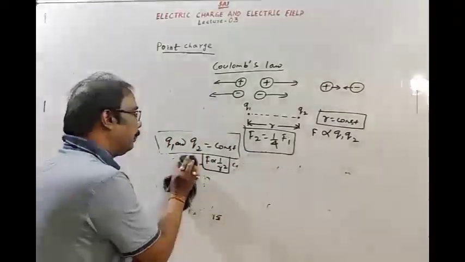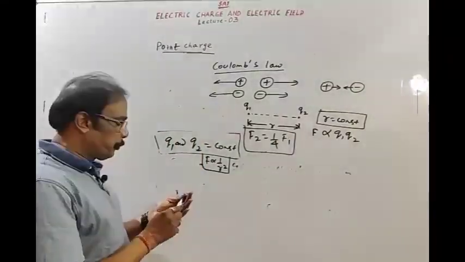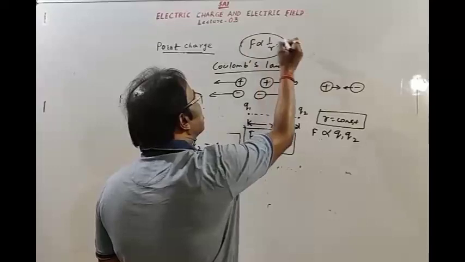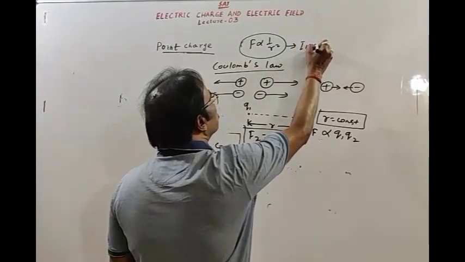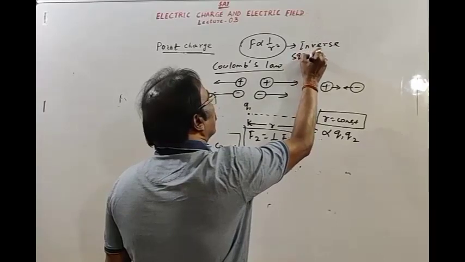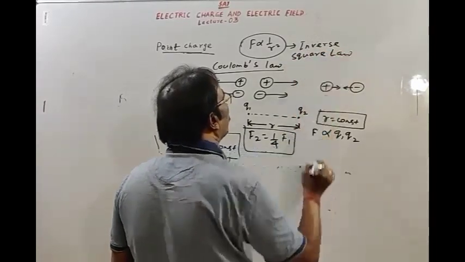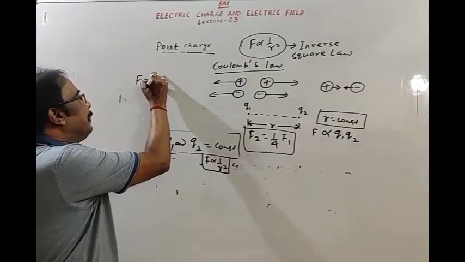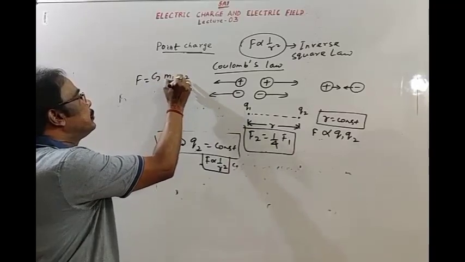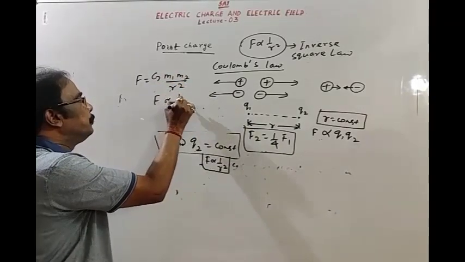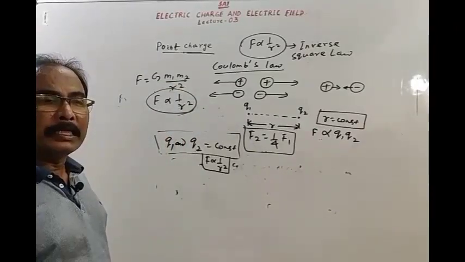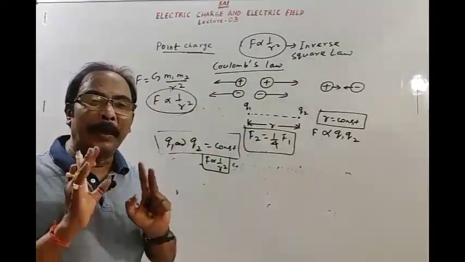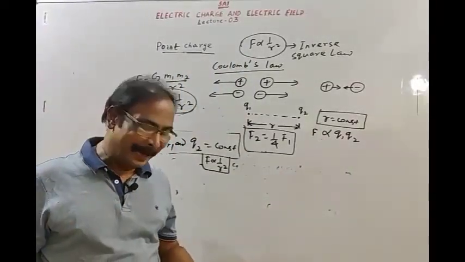This is force inversely proportional to square of distance. This is called the inverse square law. Of course, in Newton's law of gravitation, you know the gravitational force of attraction between two bodies is G m1 m2 by r square. So here also force is inversely proportional to square of distance, which means both electrostatic force and gravitational force obey the inverse square law.